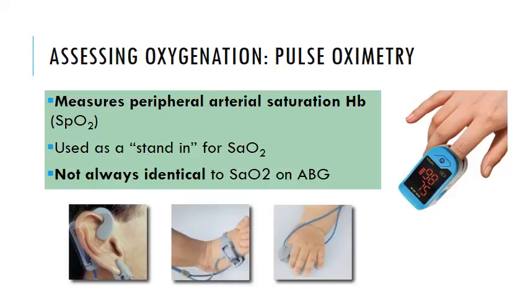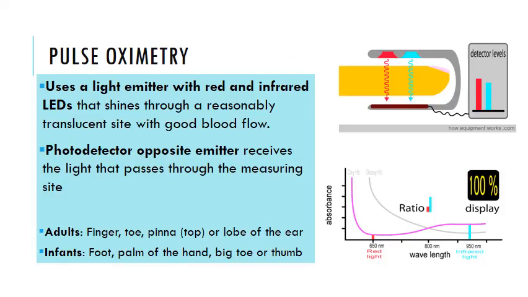Pulse oximetry indirectly measures arterial saturation of the hemoglobin, and it's used as a stand-in for SaO2, or hemoglobin oxygen saturation. It's important to note here that peripheral oximetry is not always accurate when compared to hemoglobin saturation. Pulse oximetry measures red and infrared light waves that reflect off of hemoglobin at a translucent superficial site on the skin with good blood flow. And here we have a fingernail bed.